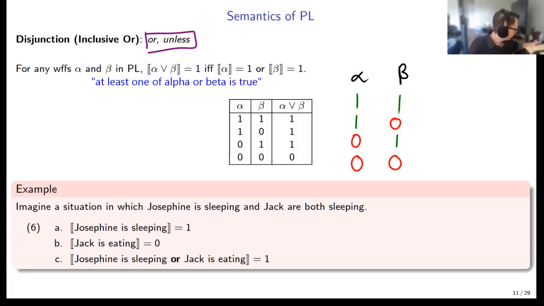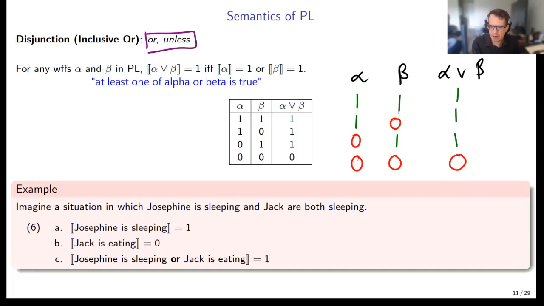So when we put these together for alpha or beta, this is true in the first line when both alpha and beta are true. It's true when alpha is true, but beta is false. It's true when beta is true, but alpha is false. But it is false in the case when both alpha and beta are false.